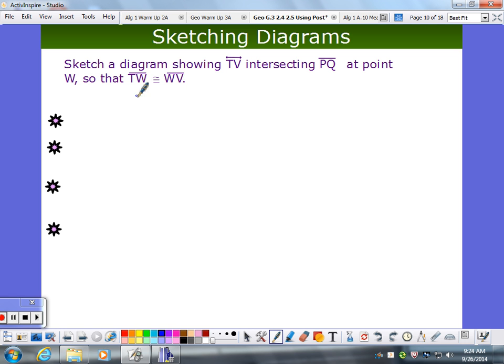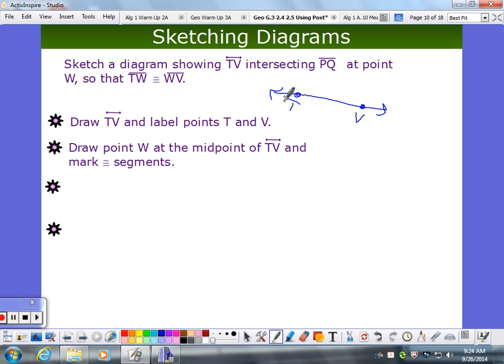so that segment TW is congruent to segment WV. So how do you do this? You start with TV. I'm going to make a TV. So you have 2 points on there. TV. Then what can you do? You're going to want to draw point W as a midpoint.